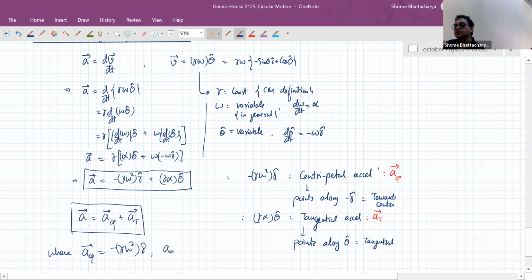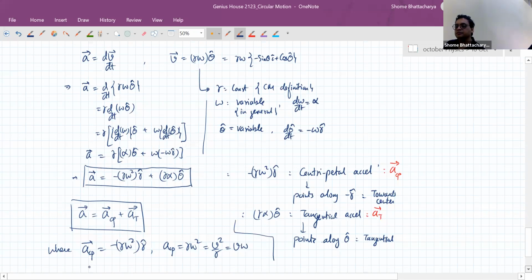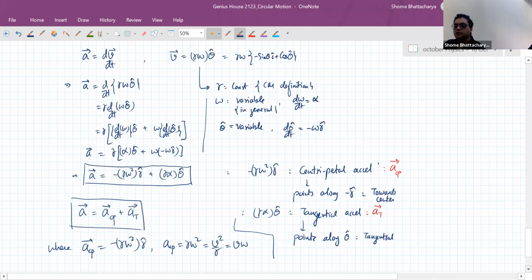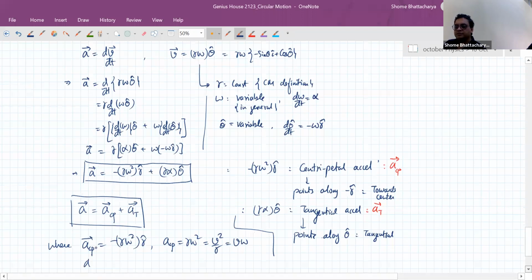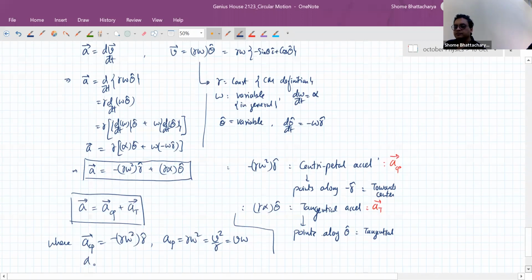So the magnitude of the centripetal acceleration is r omega square, which can also be written as v square by r because v is equal to r omega, or it can also be written as v into omega. There are so many different ways in which we can express it. And the tangential acceleration is given by the formula r alpha theta cap.